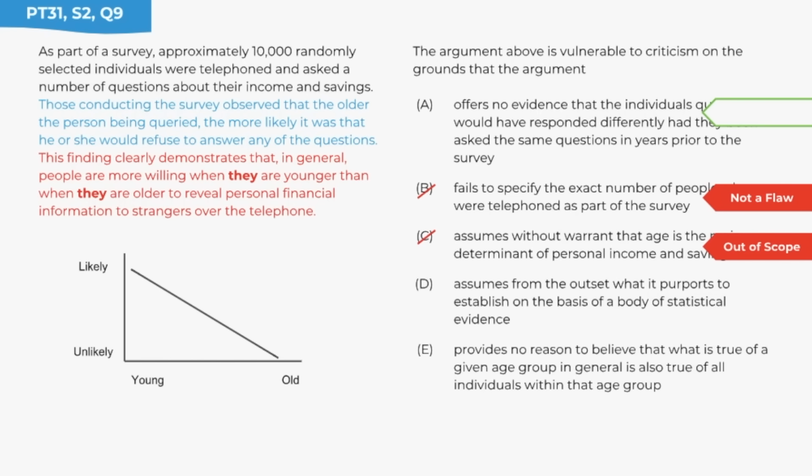Answer choice D says that it assumes from the outset what it purports to establish on the basis of a body of statistical evidence. At the very beginning, you get a very good sense of what this flaw is describing. It assumes at the outset what it purports to establish. This is describing an error of reasoning called circular reasoning.